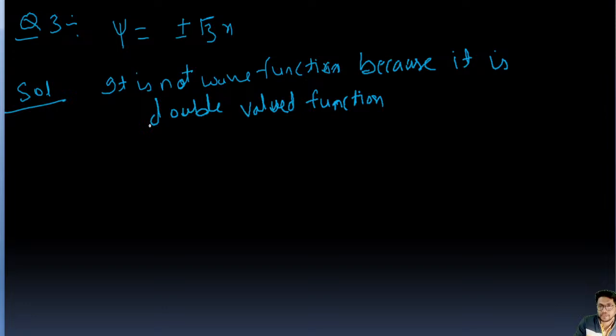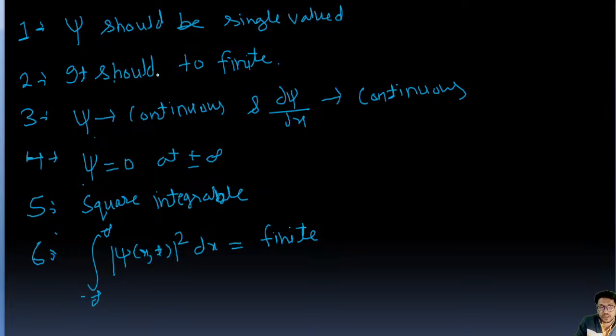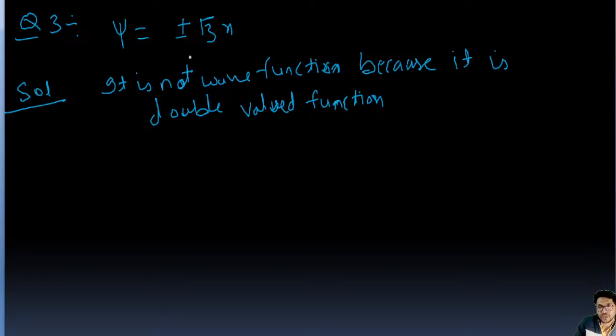Suppose we take the value of x equal to 1, it is going to give two values of psi, that is minus root 3 and plus root 3, right? So it is not single valued, so it's not satisfying the first condition. For any function to be a wave function, that function must satisfy these six properties. If it satisfies these six properties, then we can say that function is a wave function. So it is not a wave function because it is a double valued function.